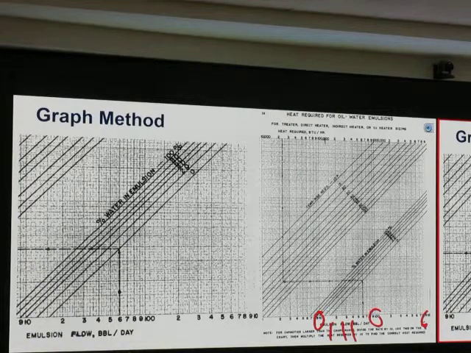Yes, sir. Can we have all the charts that we would have on the test in advance? That way we can work with them on the homework.